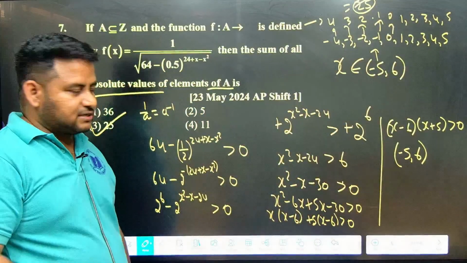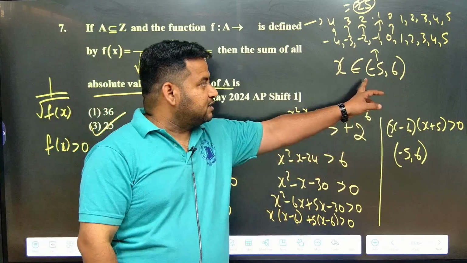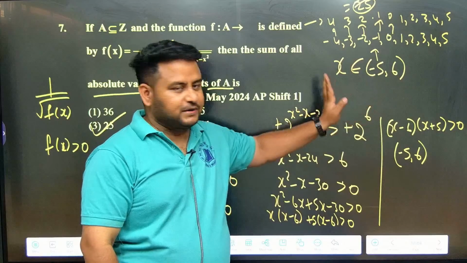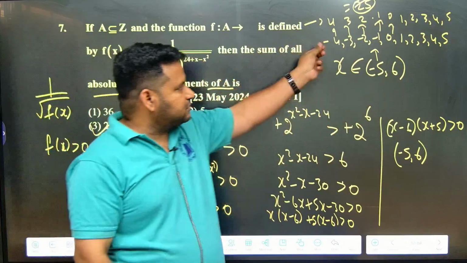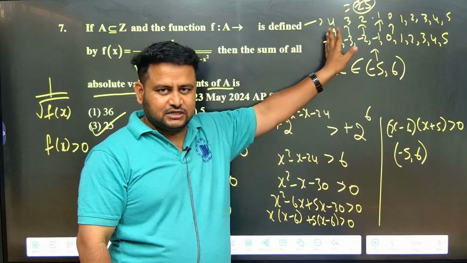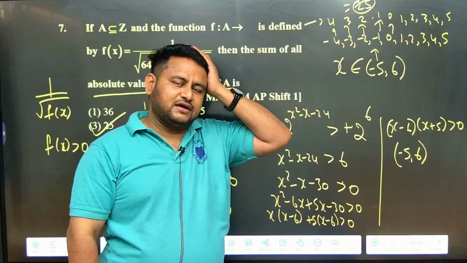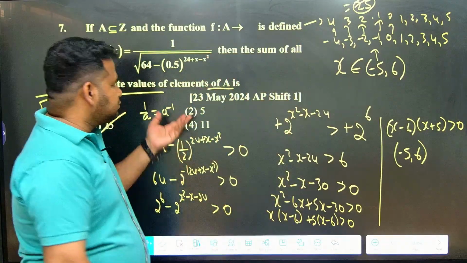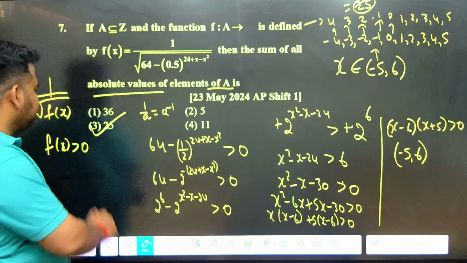Sum of all the absolute values means you should take the values between minus 5 and 6. Minus 5 and 6 you should not include because this is an open interval. Please keep that in mind. Absolute values means you should ignore the sign and take only the positive values. If you add them, the sum of the absolute values of the elements of A is 25.